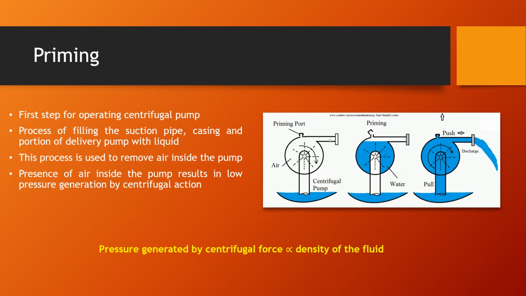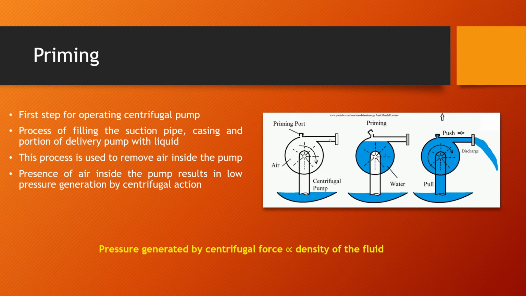This is done because you do not want any air to be inside your centrifugal pump when you turn on the centrifugal pump. The reason is that the centrifugal force that is imparted to the fluid, the force that creates the pressure inside your pump, is directly proportional to the density of the fluid. So if you have a low density fluid in there, the pressure that you're going to create is going to be very negligible. So your pump will not work.